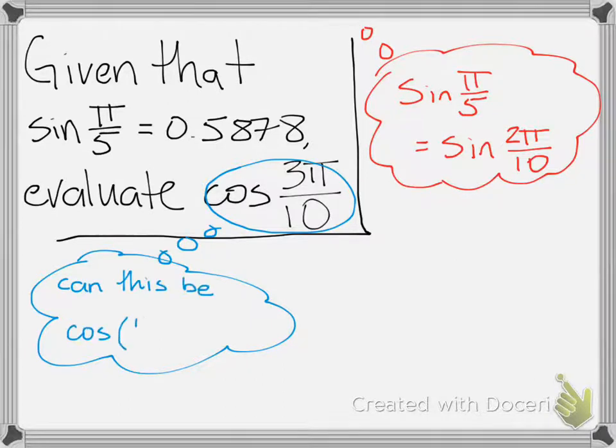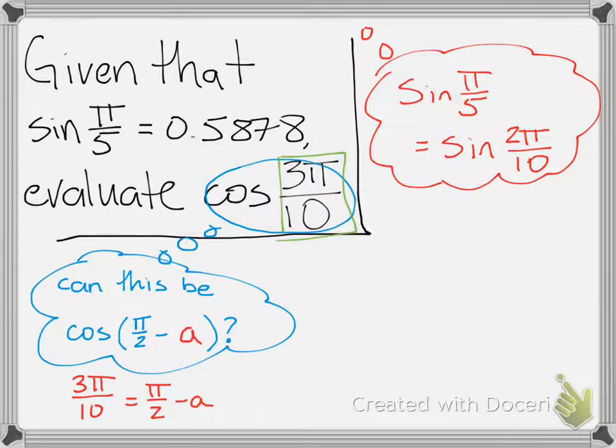So can we possibly write this as cos pi by 2 minus something, right? Because we know that 3 pi by 10 is less than pi by 2, so maybe we can write it as pi by 2 minus something. So let's call that something a, and now let's figure out what a could be. So 3 pi by 10, which is from here, is equal to pi by 2 minus a. And then we'll just solve for a.